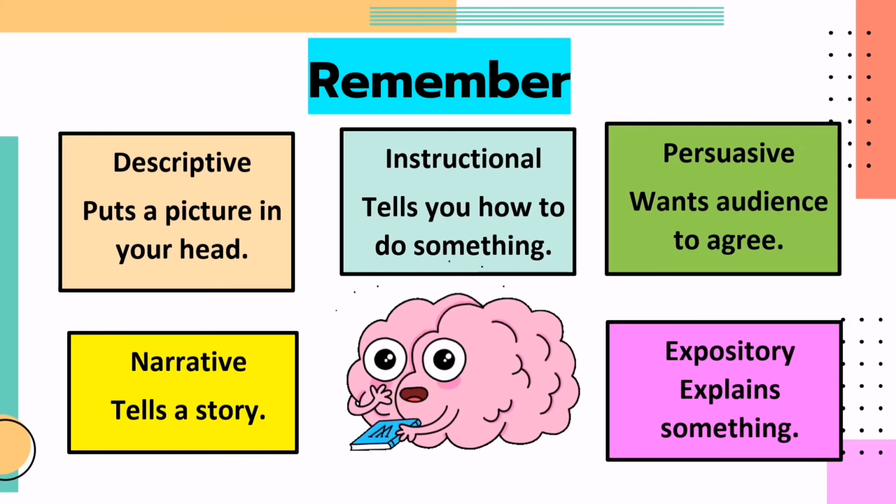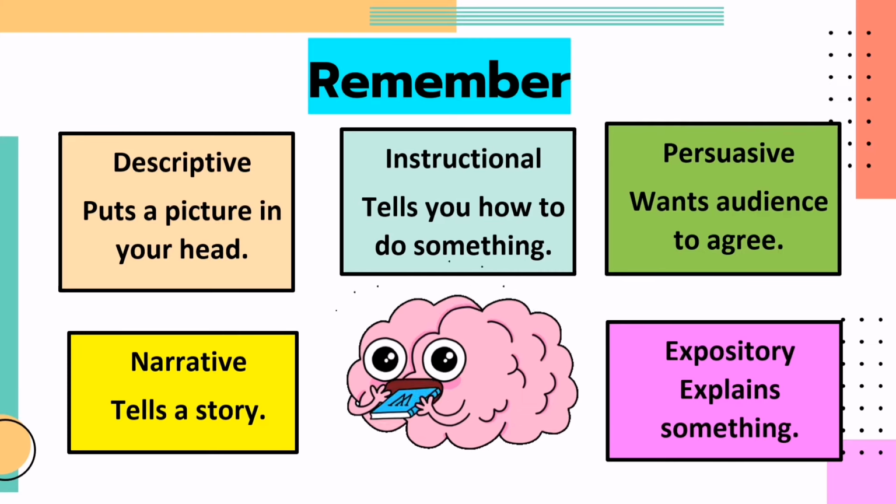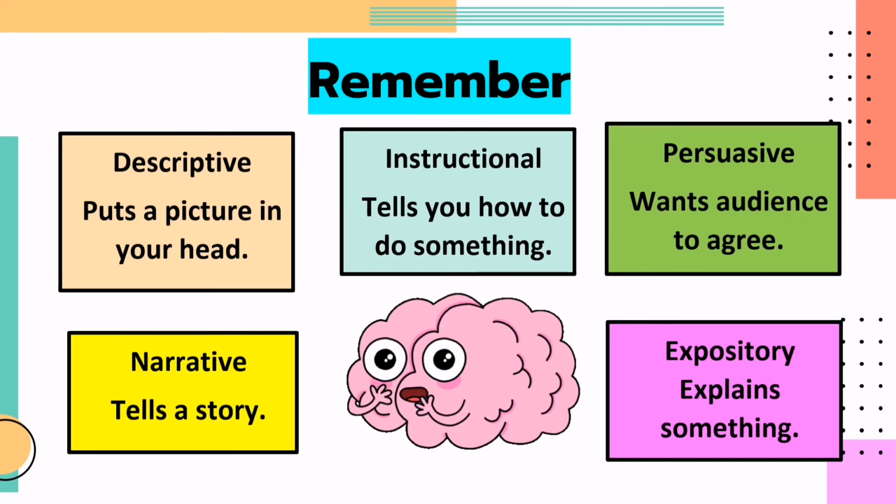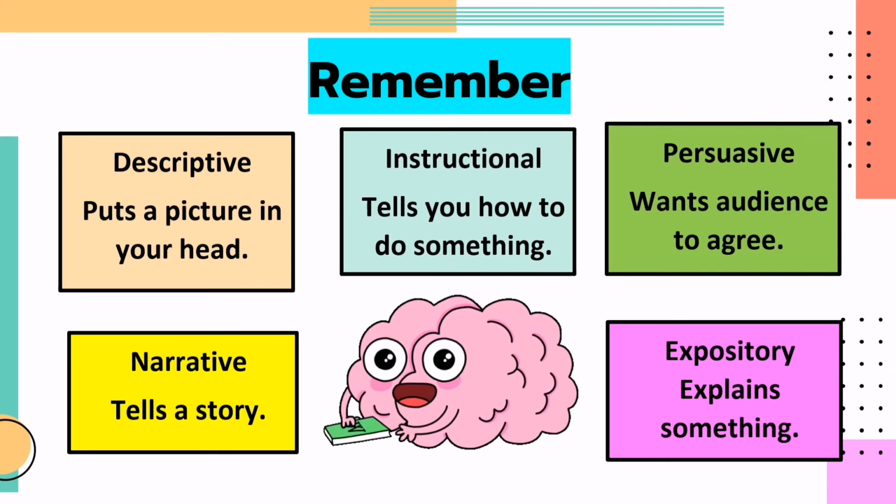Okay, so, remember, para malaman mo yung pagkakaiba-iba ng bawat type of text na yan, para hindi ka malito, pag sinabing descriptive, puts a picture in your head. Nagdi-describe, gumagamit ng adjectives. Pag instructional, tells you how to do something. Paano gawin ang isang bagay, may mga steps. And also, yung mga resources or equipment na kailangan ay sasabihin sa'yo. Persuasive, wants audience to agree. Kino-convince ka na gawin ang isang bagay, bilhin ang isang bagay, or mag-agree sa stand ng writer. Narrative, tells a story. Nagkikwento, first person. Ikaw as the writer, ikaw ang nagkikwento, so gagamit ka ng I.